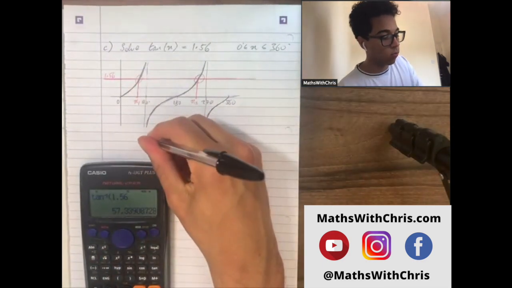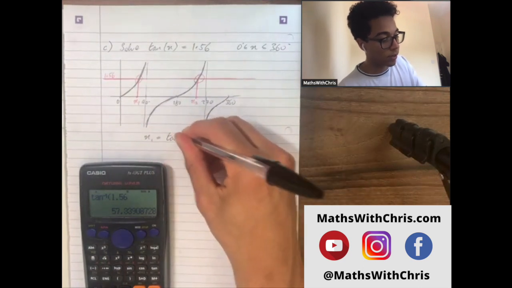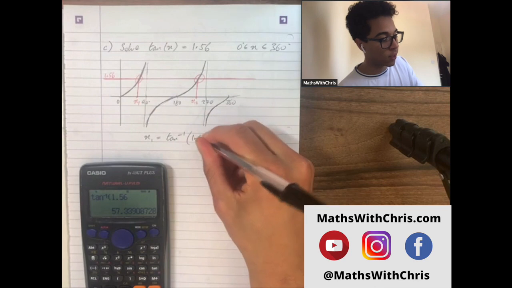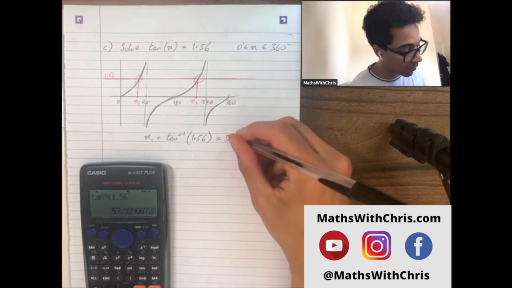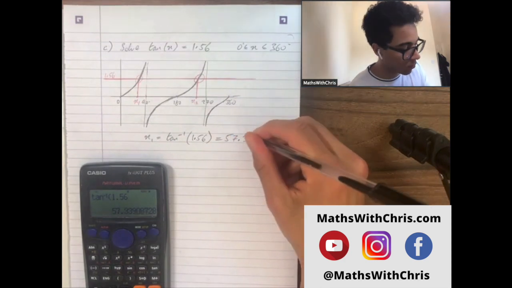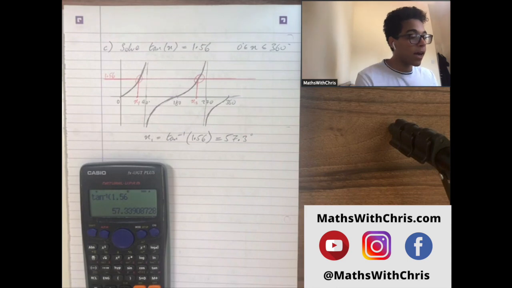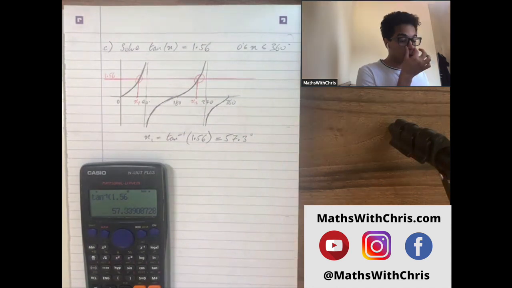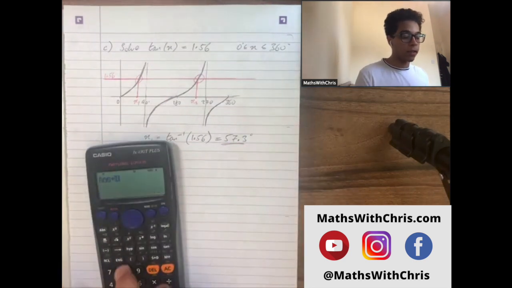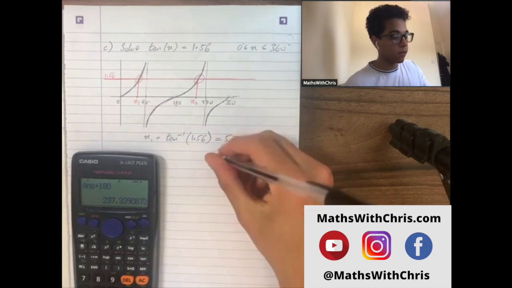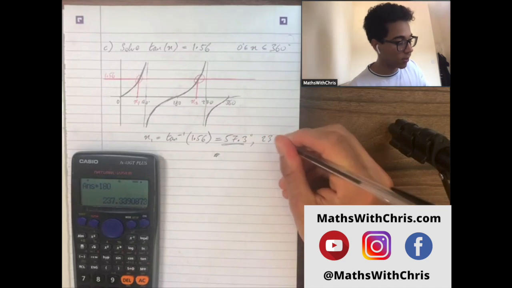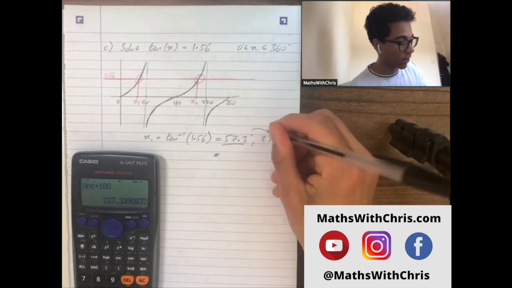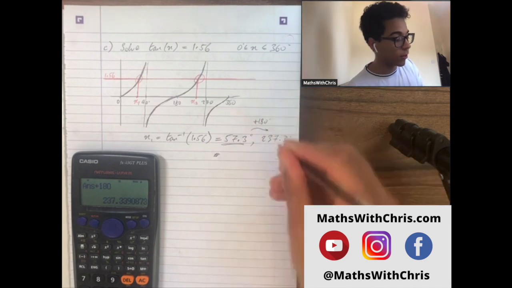So x1 is tan inverse of 1.56, which equals 57.3. Now remember, for tan, it just repeats every 180. So when you're solving for tan solutions, it's really easy. You just find the first one and just add 180. And that's the next one. So the second solution is that plus 180, so 237.3 degrees. So to get from here to here, you just do plus 180. And you just keep doing that.